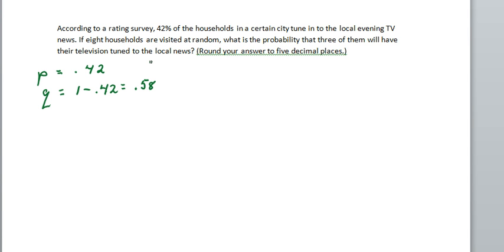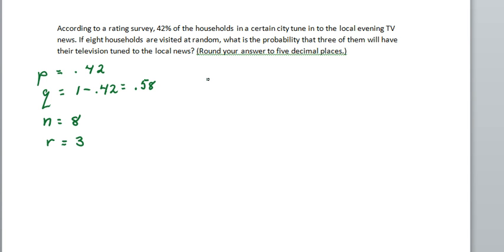And if 8 households are visited at random, what is the probability that exactly 3 of them will have their TV tuned to the local news? And so in this case, there are 8 trials, so n equals 8. And the event is that exactly 3 of them have the TV tuned to the news, so r equals 3.